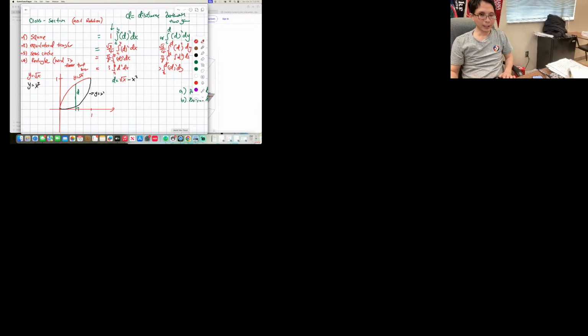They can give you a square, equilateral triangle, semicircle, or rectangle. You just have to find the distance between the two graphs, and then you square it. You do not need a pi in the front, unless it's a semicircle, then you have pi over 8. Some people ask, why is it square root 3 over 4?